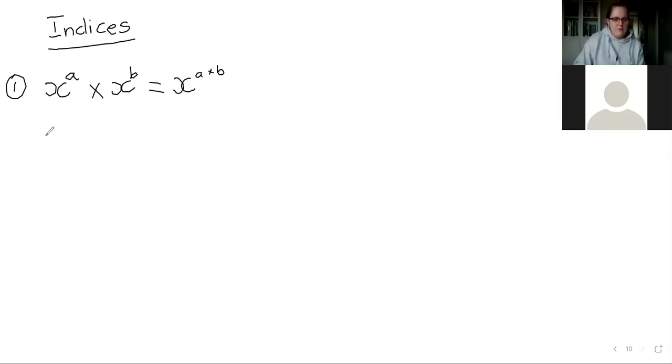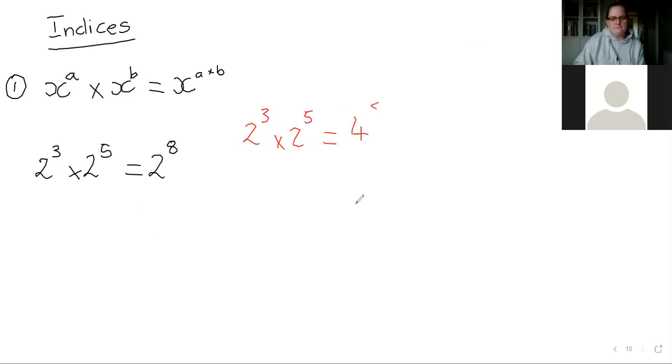So if we had 2 to the power of 3, and we are going to multiply it by 2 to the power of 5, we are going to get 2 to the power of 8. This is the correct answer. What often comes up is something that looks a bit more like this: you get 2 to the power of 3 multiplied by 2 to the power of 5, and then somebody writes 4 to the power of 8. That's not what's happening here.